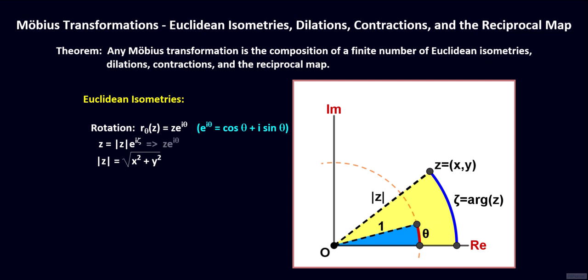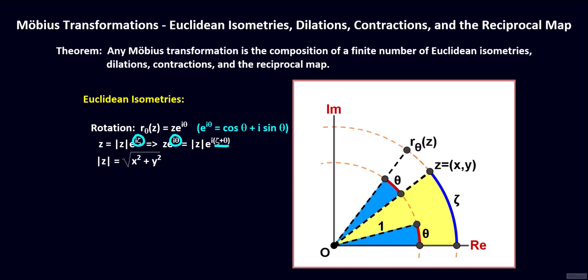Therefore, multiplying z by e raised to the i times theta power, we still add exponents when multiplying complex numbers. We get the absolute value of z times e with exponent i times the quantity zeta plus theta. So r sub theta of z has an angle which is theta more than zeta, so that z is rotated counterclockwise by an angle theta around the origin.